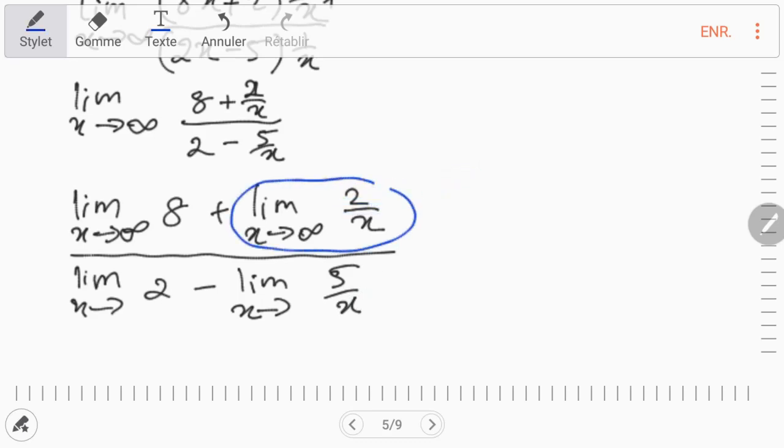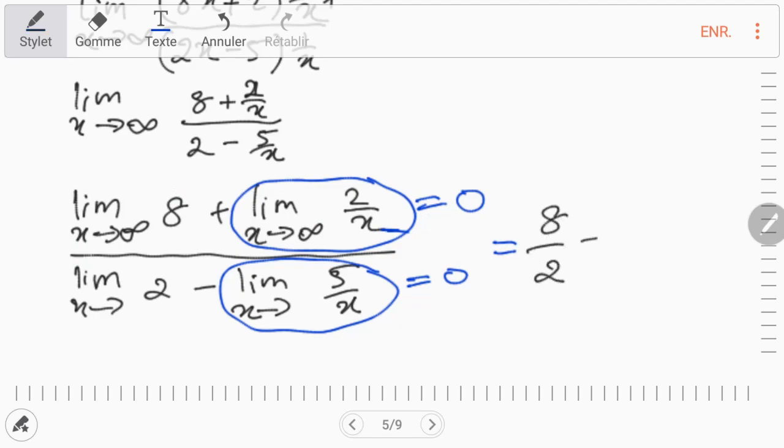This limit tends to 0 and this limit tends to 0, because when x becomes large, this limit tends to 0. But the limit of a constant is simply itself, so we have 8 all over 2, approximately 4. Therefore, as x tends to infinity, this function tends to 4.